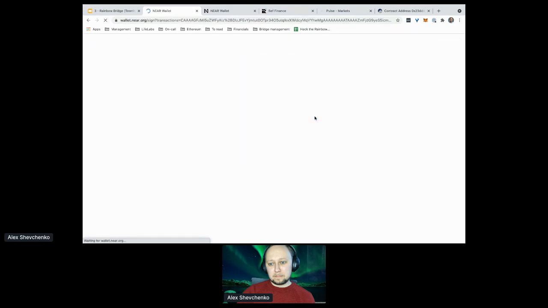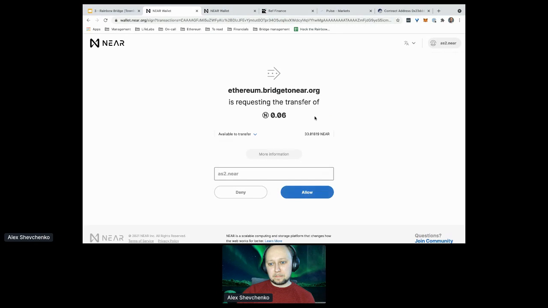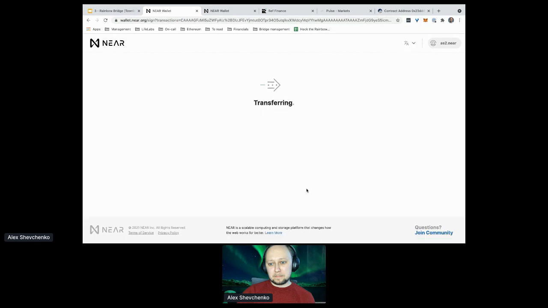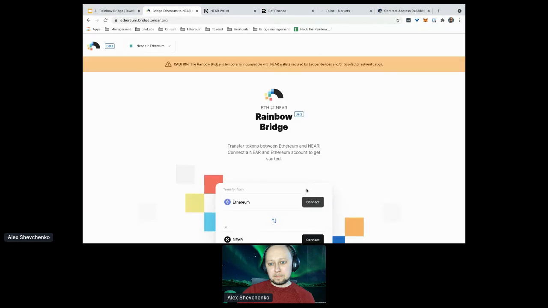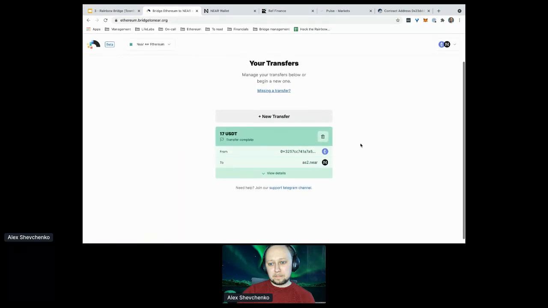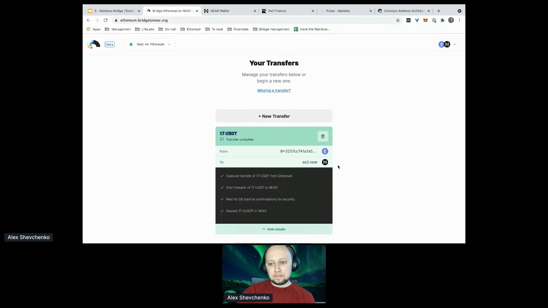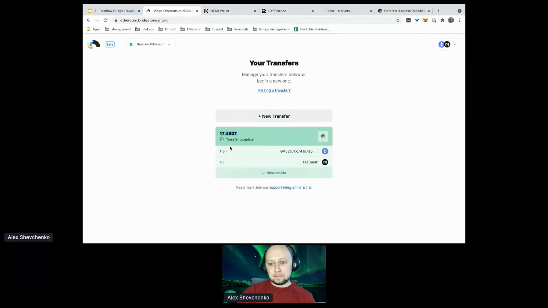At the moment, the bridge front end redirects me to the Near wallet, and Near wallet shows me some information about the transaction. I'm alone in this transaction. And as you know, transactions on the Near blockchain take around 1 to 2 seconds to finalize. So this happens really, really fast. And as we can see, the transfer was successful. Here is my transfer of 17 USDT. It is completed. So I literally finished the transfer.